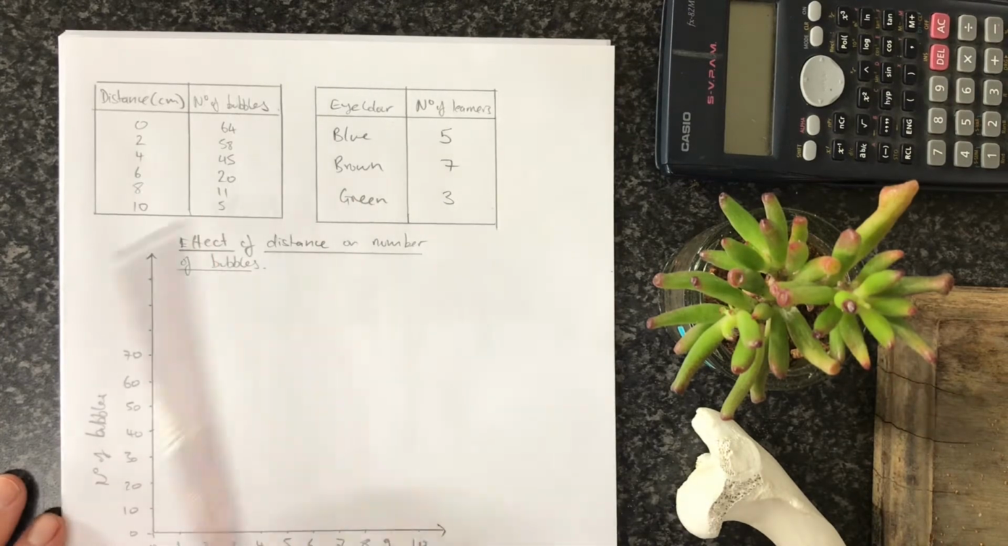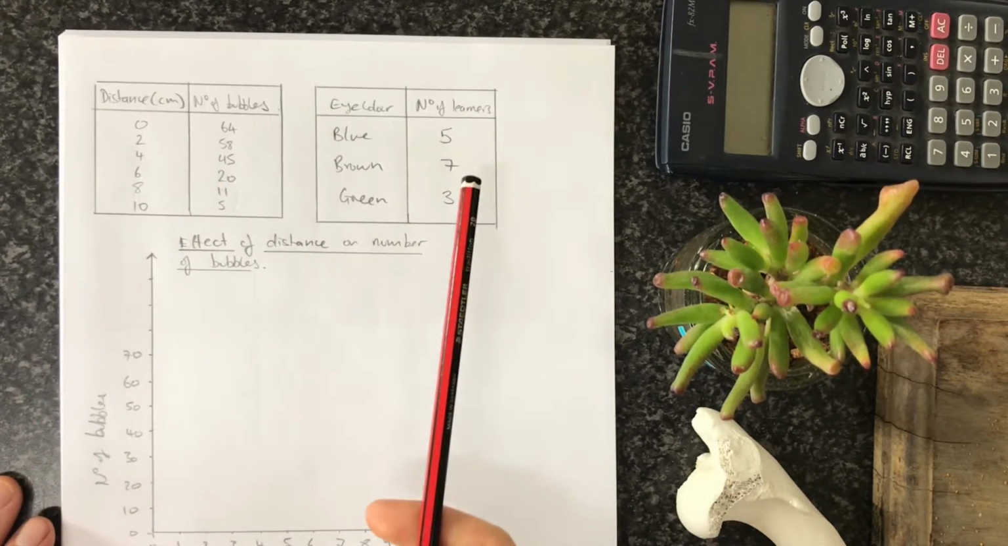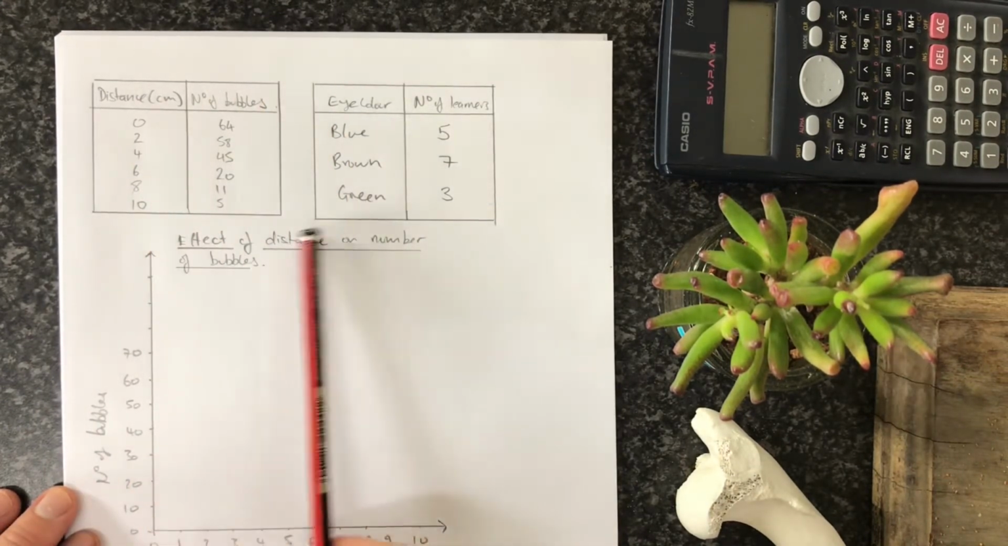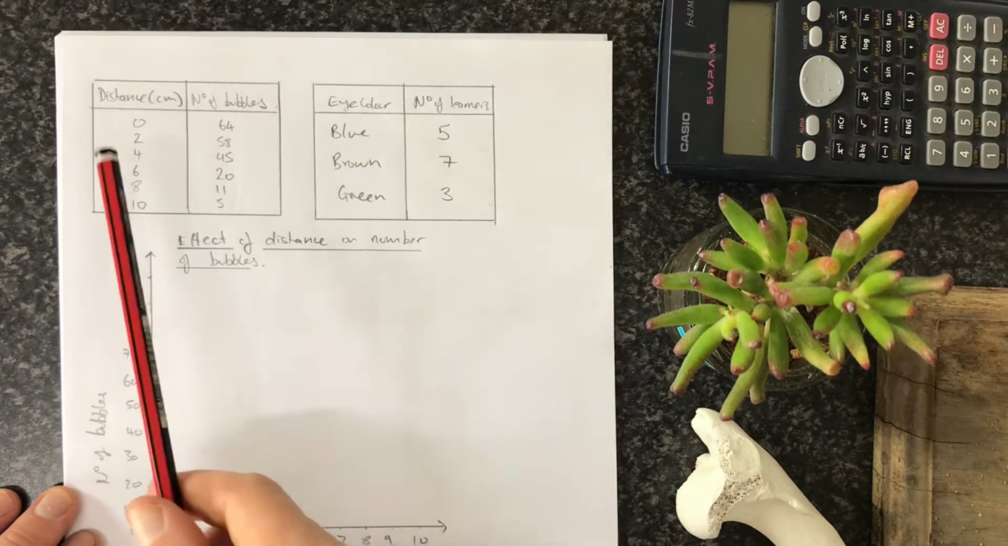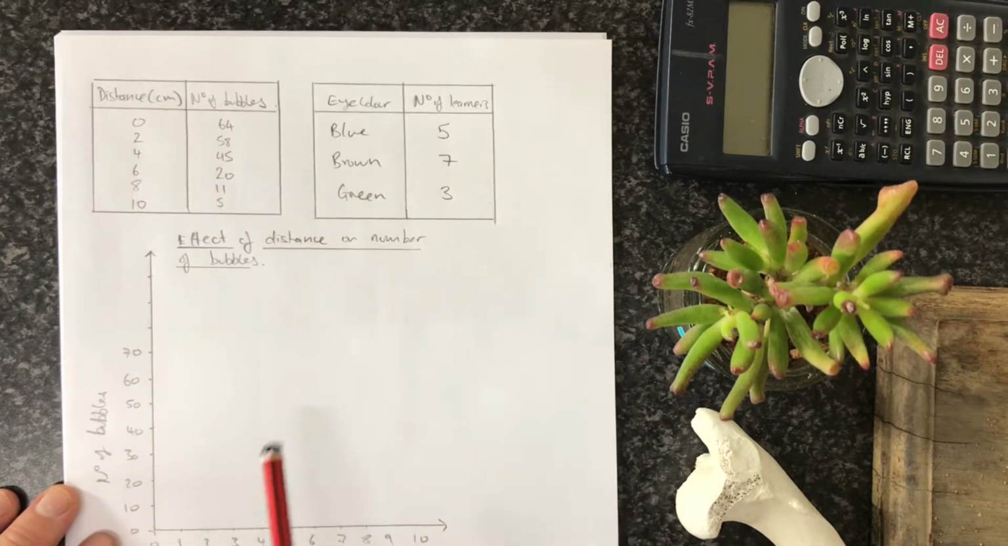So here I have two tables of data, and I'm going to use these to illustrate when we use a line graph and when we use a bar chart. If you haven't already watched our video on types of data, continuous versus discontinuous, I suggest that you pause now, go and watch that video, and then come back.